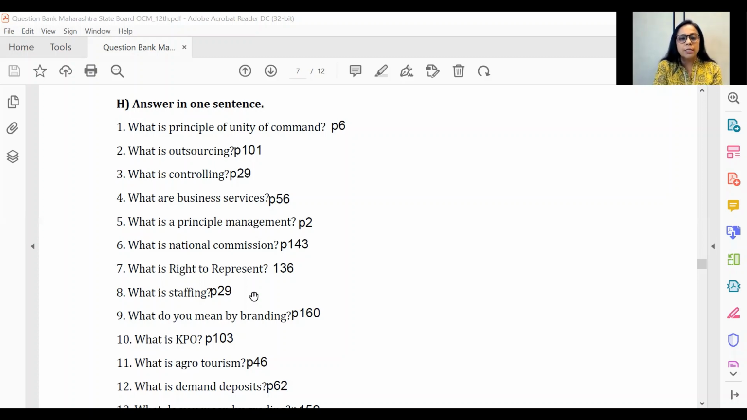So that's about answer in one sentence. You can take a screenshot of this. I will also share the later part of the answers. Please make a note. Principle of unity of command is from the first chapter. Outsourcing is from the chapter of emerging modes of business. Controlling from management functions. Page numbers have been written down.